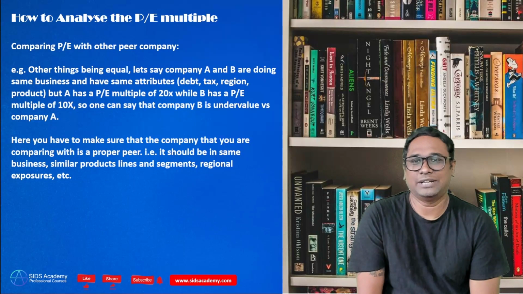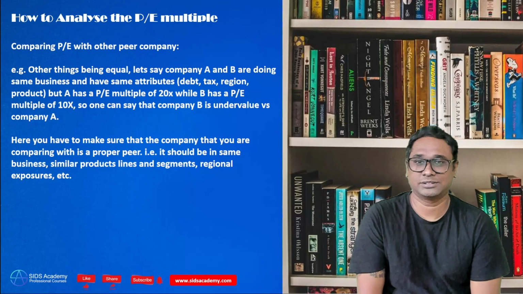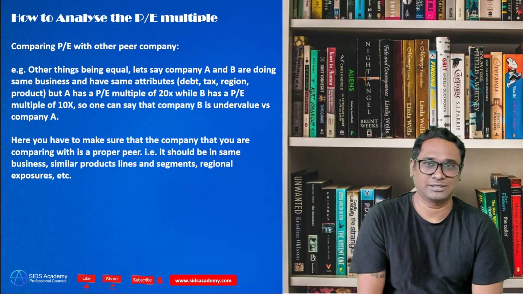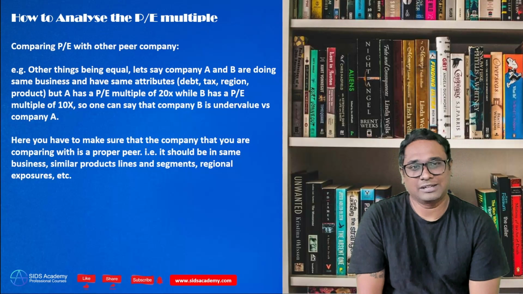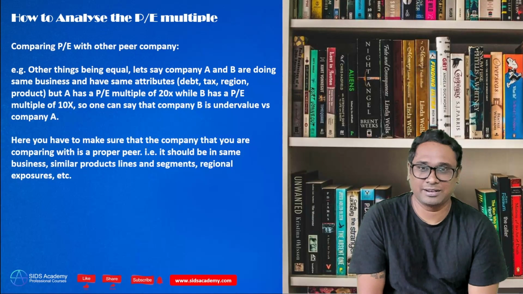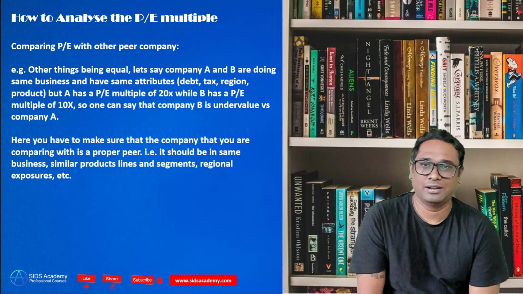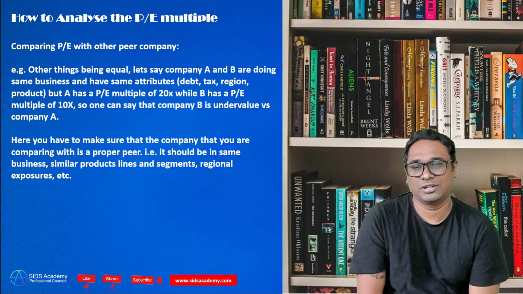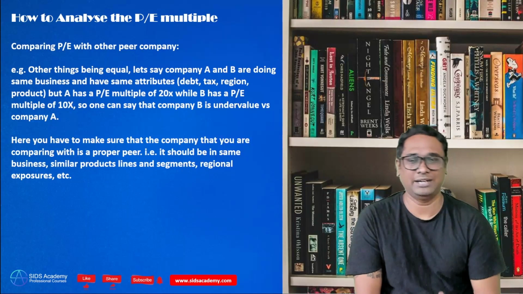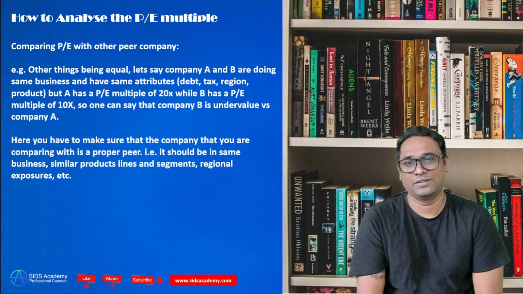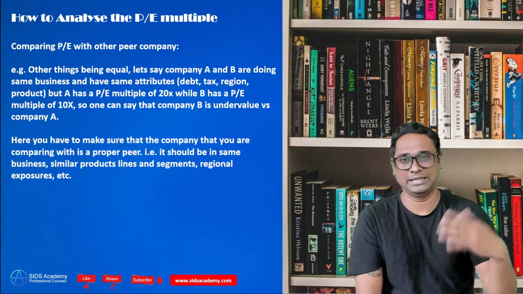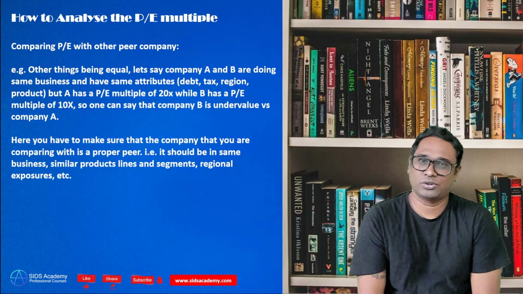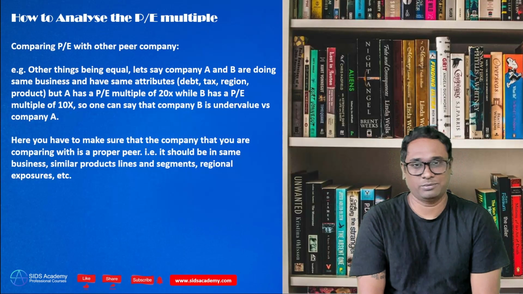Here you have to make sure that the company you are comparing it with is a very proper peer, that it should have the same business, similar product line, segments, regional exposure, etc. Because if you compare it with a company which is not in the same industry, then the PE multiple changes from industry to industry. So a PE multiple of 10x could be normal within one industry, and 20x could be a normal multiple in another industry. So you need to make sure that the company you are comparing with is a proper peer.